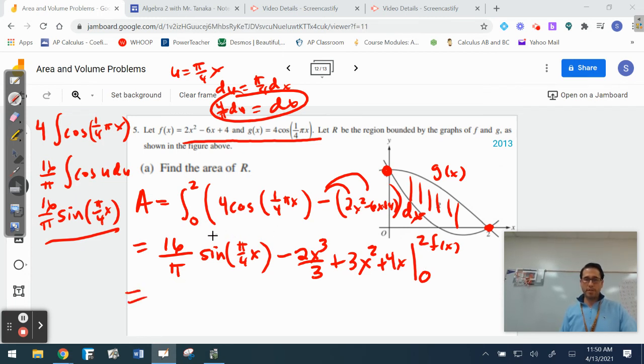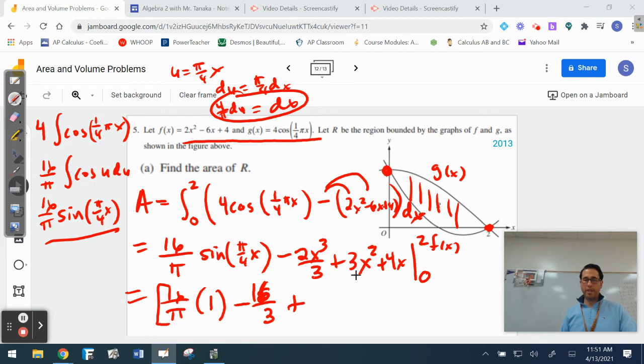Okay, let's plug the 2 in there. If I plug a 2 in here, I get 16 over pi. If I plug a 2 in there, I get sine of pi over 2, which is ichiban, or 1. I plug a 2 in there, I get negative 8. Whoa, not negative 8. I do get an 8, but times 2, so that'd be 16 thirds.